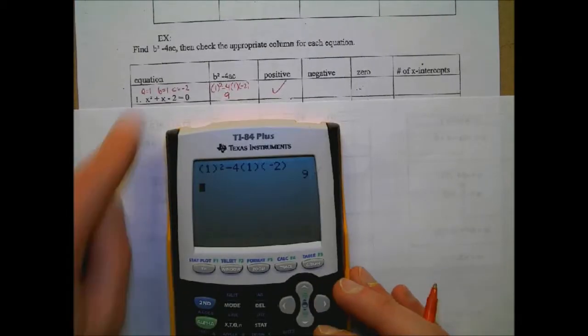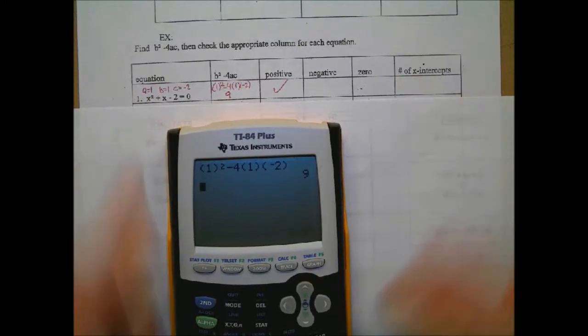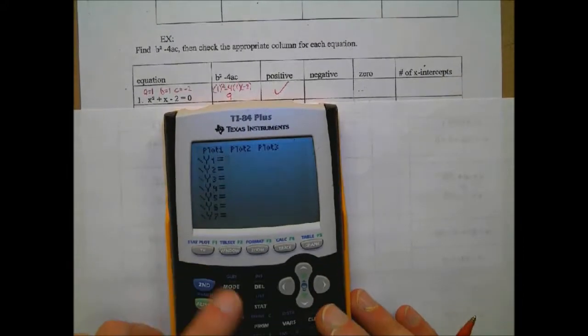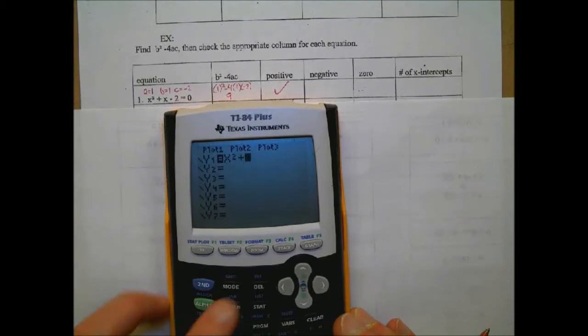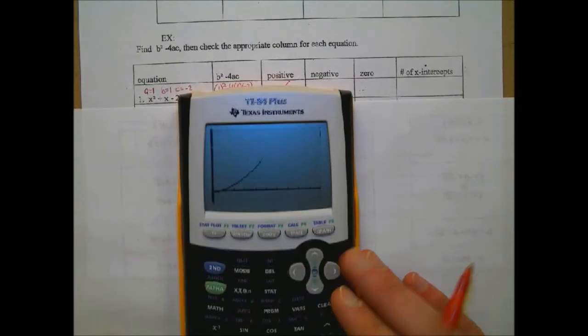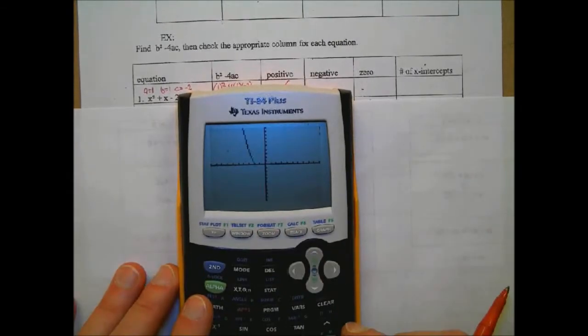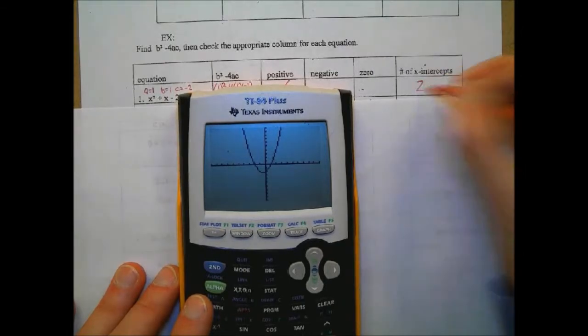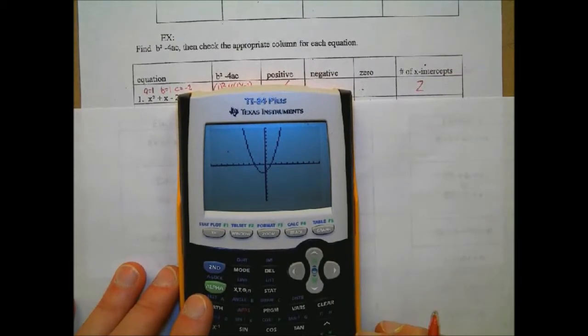Let's take a look here. So now let's graph this and see how many x-intercepts this thing has. So I'm going to graph it. X squared plus x minus 2, and graph it. Whoops, I need to adjust my window back, so zoom 6. How many x-intercepts does it have? 2. Yeah, negative 2 and 1. That's right. It's got 2 x-intercepts.